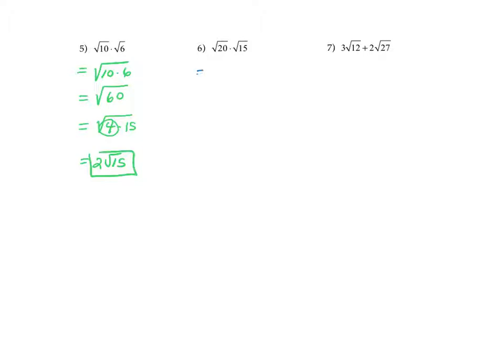So number 6, 20 square root of 15. Multiply the 20 and the 15 together to get 300. So anytime it's a multiple of 100, that's what you want to use. So factor 300 into 100 times 3. The square root of 100 gives you 10 on the outside. That 3 stays on the inside. So 10 square root of 3. Final answer. Okay, and the next one, it's a little different.